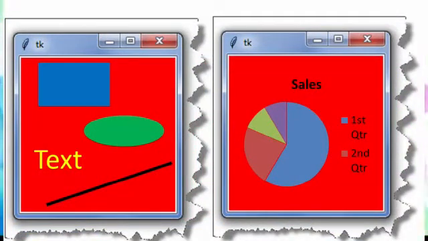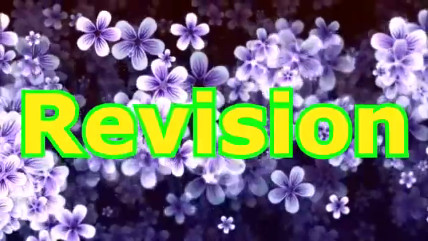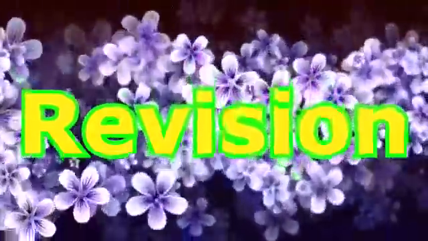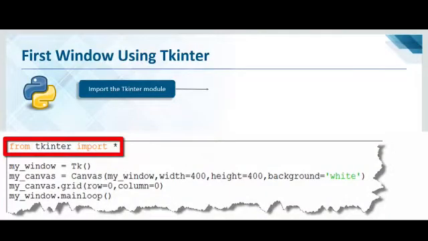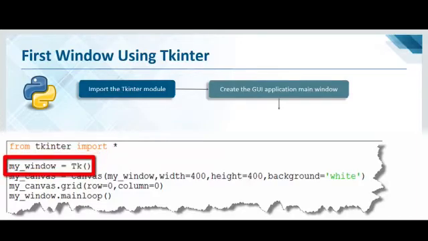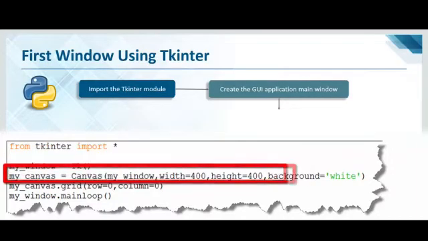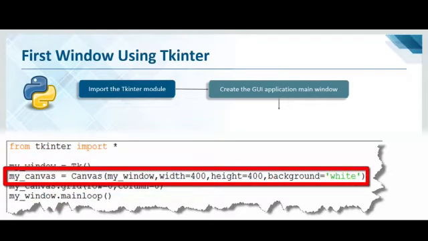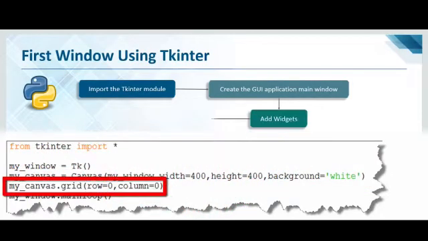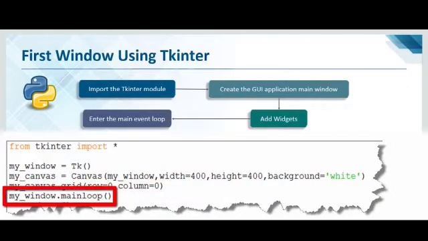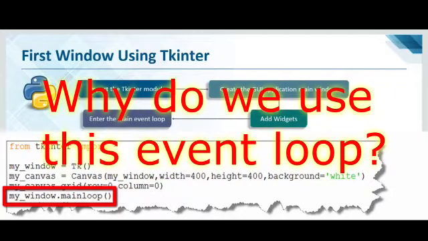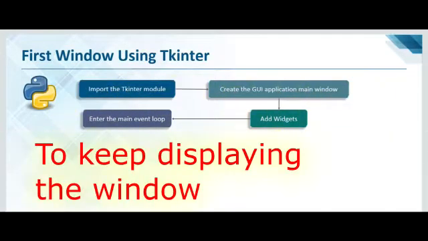Now before we start, let us do a small revision of tkinter program structure. First we import the tkinter module and next we create a main window. It is in this window we perform operations. Followed by that, we add the widgets and lastly, we enter the main event loop. Now why do we use this event loop? An event loop is used for telling the code to keep displaying the window until we manually close it.